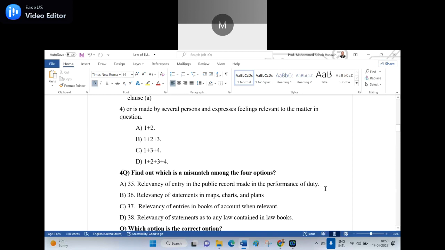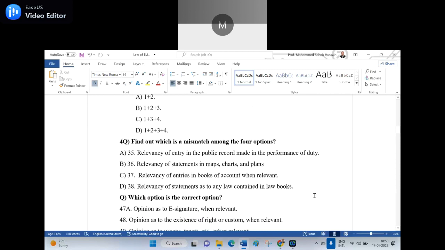It is a different section. It is roughly 32 or 33. I put it there at the 37. Relevancy of entries in books and accounts when relevant is not the proper one. Hence, the right answer for the mismatch is fourth, C.